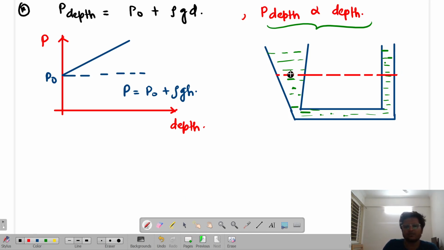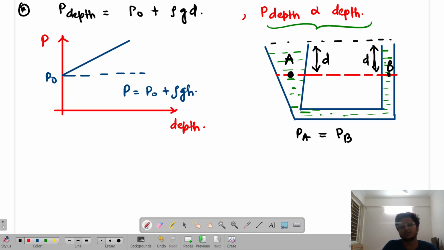So let's suppose if I selected point A and if I selected point B, you will find that the pressure at A is same as pressure at B, because both are present at same depth D. Are you able to get me or not from that topmost point? Is that clear? The depth is basically same. Is that clear or not?